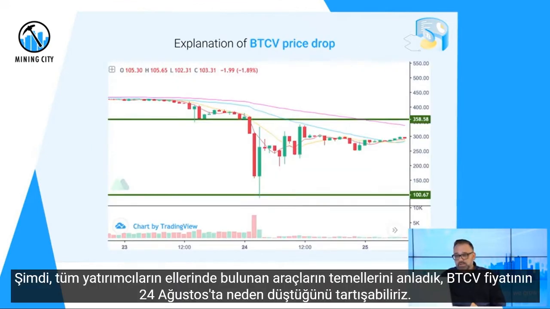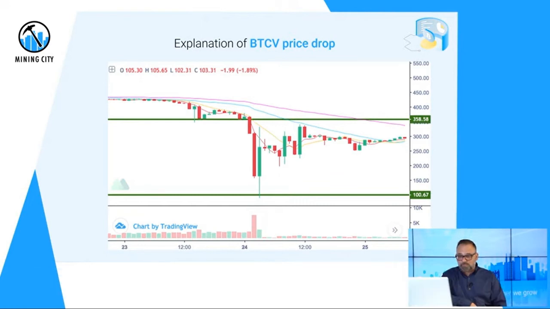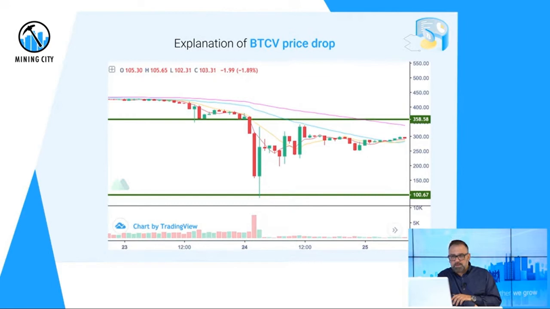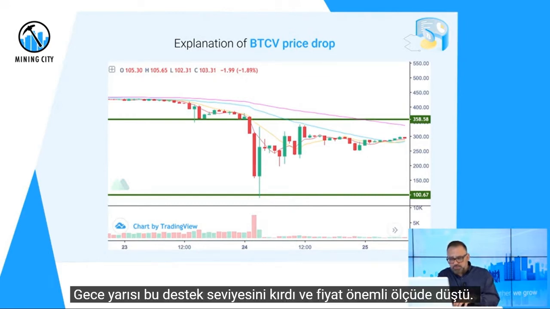Okay, now that we have understood the basic tools that all traders have at their disposal, we can finally discuss why BTCV dropped on the 24th of August. Here, you can see a chart from the 23rd of August with 1 hour candlesticks. The price was getting closer and touching the support level at $360 from about 1400 hours to the end of the 23rd of August. But at midnight, it broke the support level and the price went down significantly.